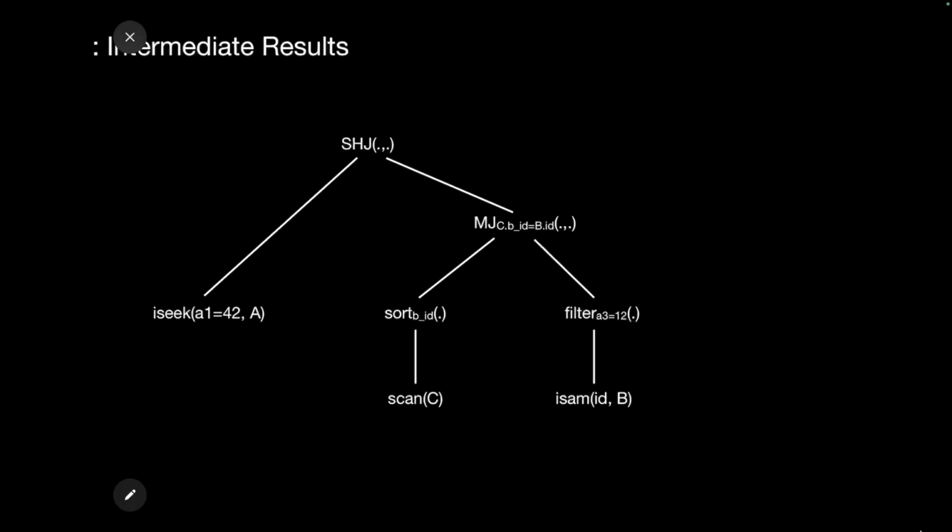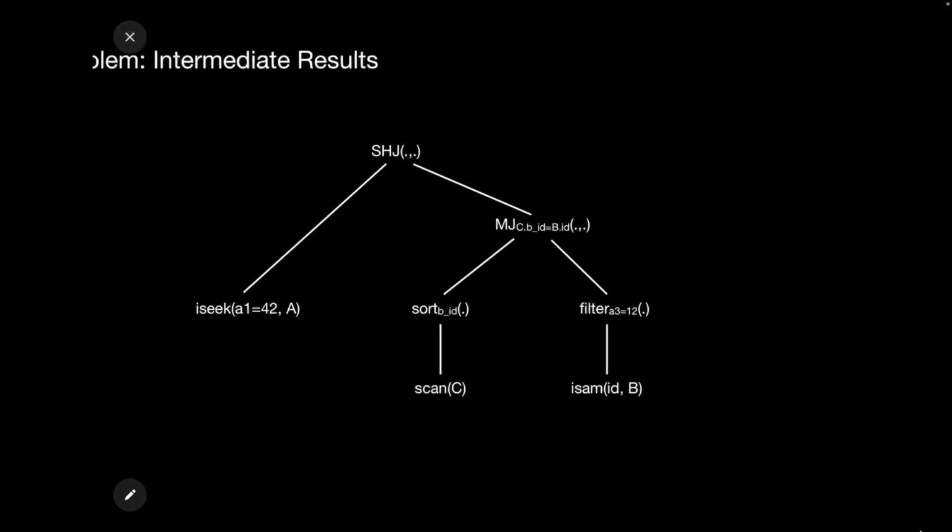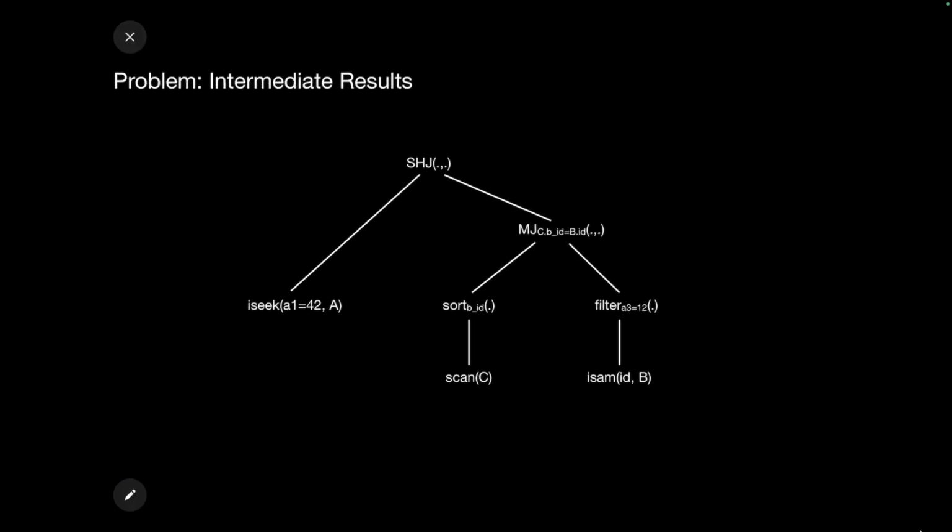Right. But the problem with that is intermediate results. In these query plans, certain operations may produce very large outputs, and these outputs are called intermediate results. Everything that's produced here is an intermediate result, that's an intermediate result, and so forth. This on top is the final result. But all the edges you see connecting these operations are intermediate results.